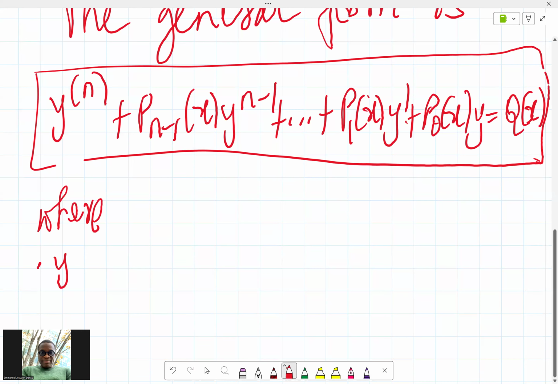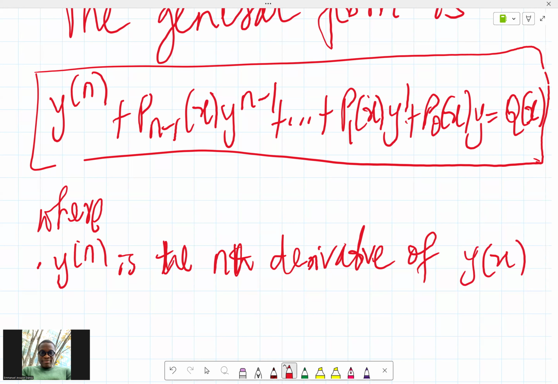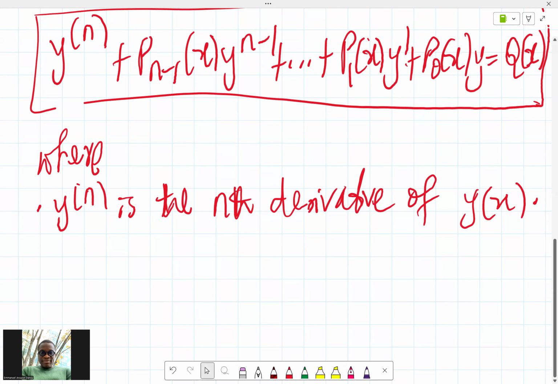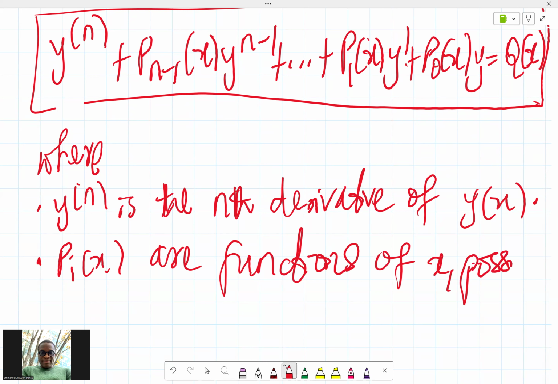Where y^(n) is the nth derivative of y(x) that we are looking for. Then all the P_i's, P_{n-1}, P_{n-2}, and all the rest of them, so all the P_i(x)'s are functions of x. They are functions of x, and they are possibly constant.